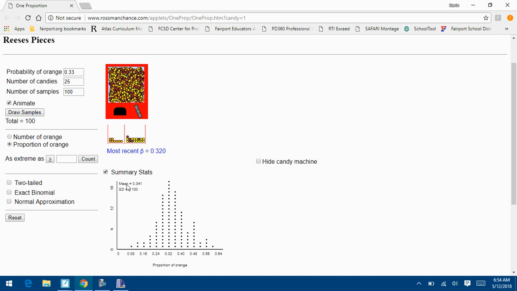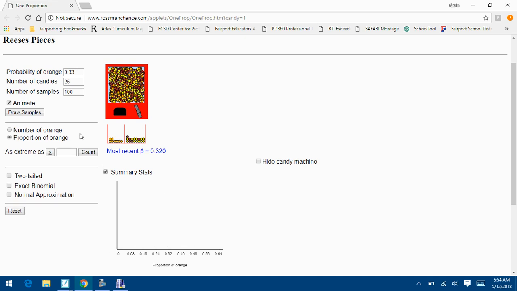Now, again, it helps to really understand what you're looking at. How are they calculating this mean? They're taking every one of these dots, so 0.08 plus 0.12 plus 0.12 plus 0.16 plus 0.16. They're adding every single value of these dots, dividing by 100 because there's 100 dots, and they get the mean. So the average of all the dot values, the average of all the p-hats, is 0.34, right near the middle of this graph, which is approximately equal to the probability of orange candies.